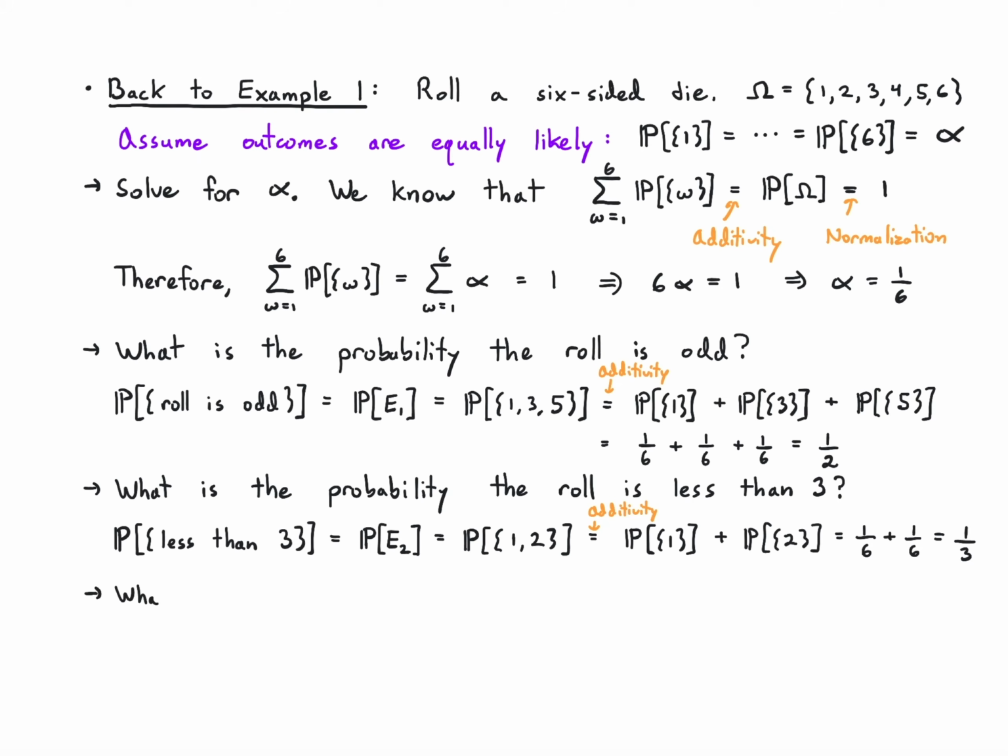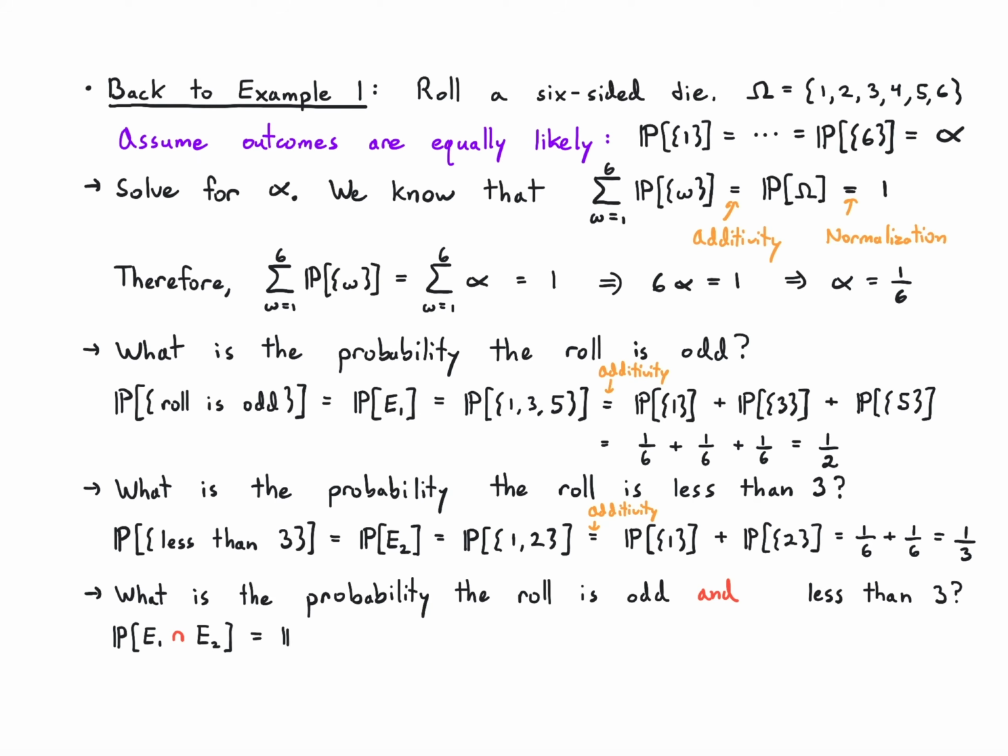Okay, let's now work out something a little more complicated. What's the probability that the roll that I see is odd and less than 3? I want both things to hold simultaneously. Formally, this is like taking the intersection of events, so I have the probability of the intersection of E1 and E2. The only thing that they share is 1 as an outcome, so that's just going to be a sixth.